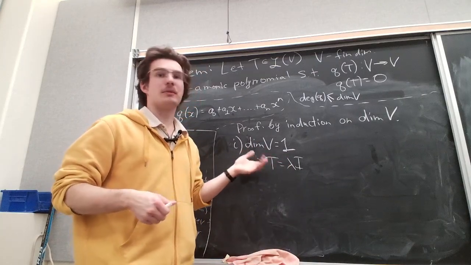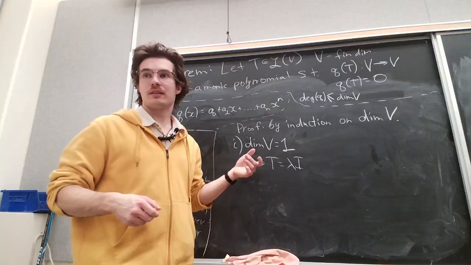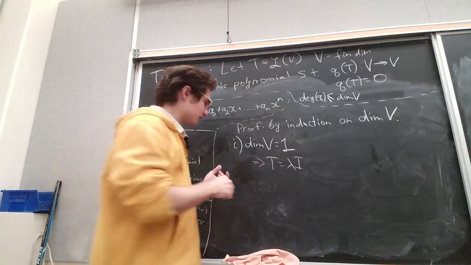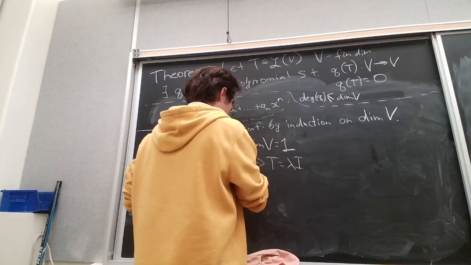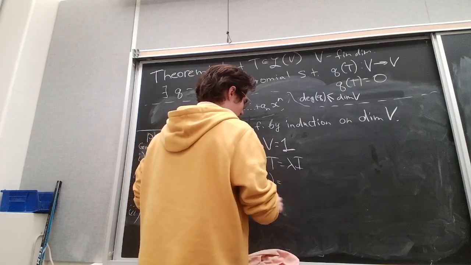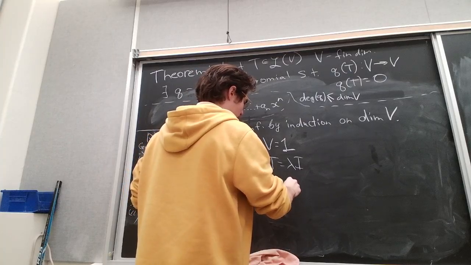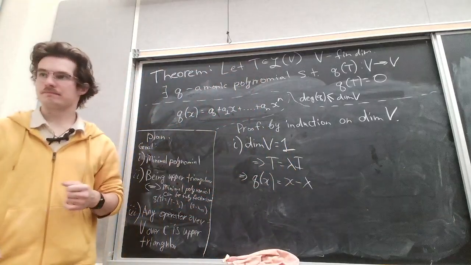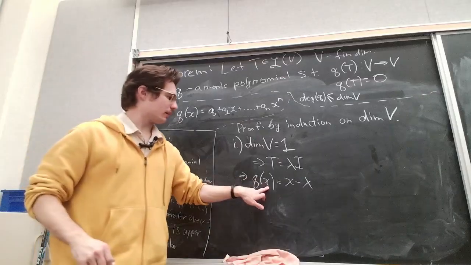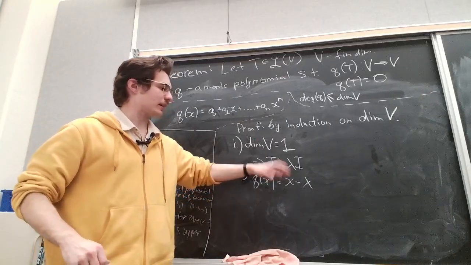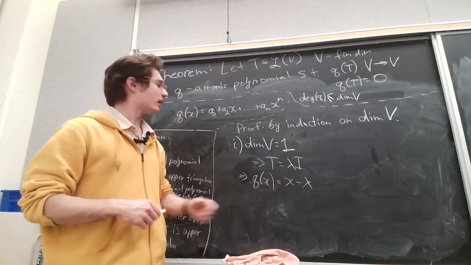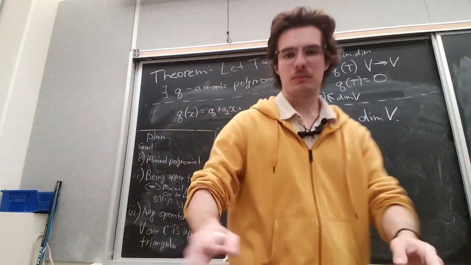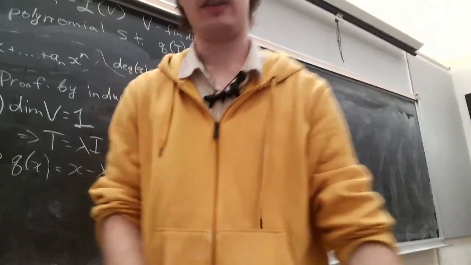So in that case, what's the minimal polynomial? Yes, T minus lambda I. So this means that Q of x is equal to x minus lambda, right? If I plug in T instead of x, I get T minus lambda I, so this is going to be 0. Okay, base case, we're good. Okay, so let me move to the other side.